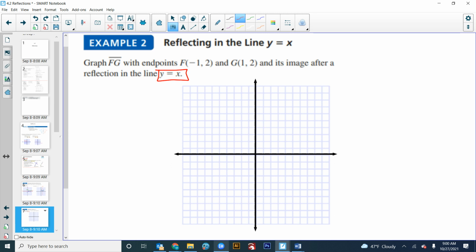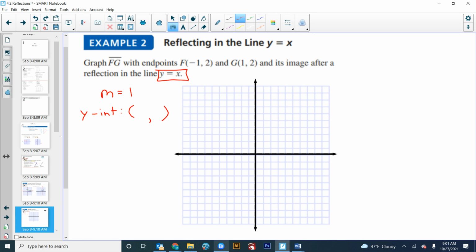What does the line y equals x look like? Well, what's its slope? And what's its y-intercept? What's its slope? I heard someone say it. 1. What's its y-intercept? It's y equals mx plus b. You surely remember that, right? Used that a lot last year. Y equals mx plus b. Please be honest with me. Yes? Y equals mx plus b.